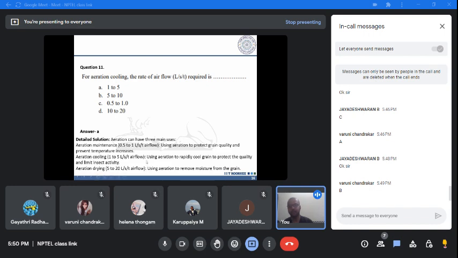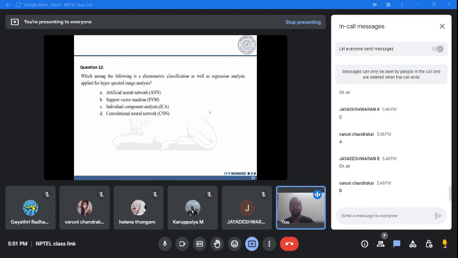So aeration can have three main uses. Aeration maintenance, that is 0.5 to 1 liter per second per ton airflow, using aeration to protect grain quality and prevent temperature increases. Aeration cooling, that is 1 to 5 liter per second per ton airflow, using aeration to rapidly cool grain to prevent quality loss and limit insect activity. Then aeration drying, that is 5 to 20 liter per second per ton airflow, using aeration to remove moisture from the grain. So there are different airflows for different treatments of the stored grain in the silo or bins.